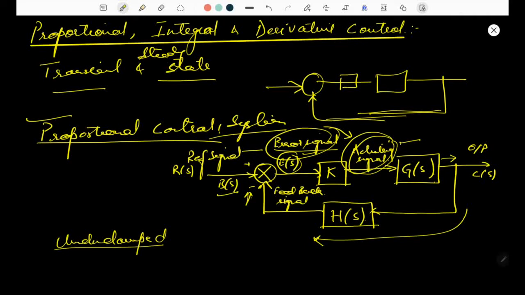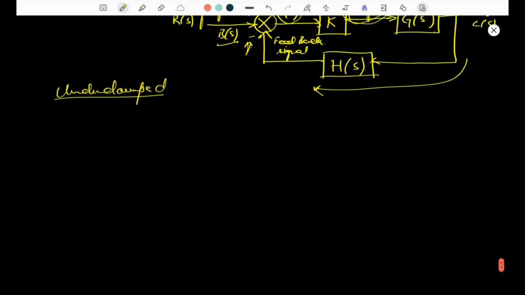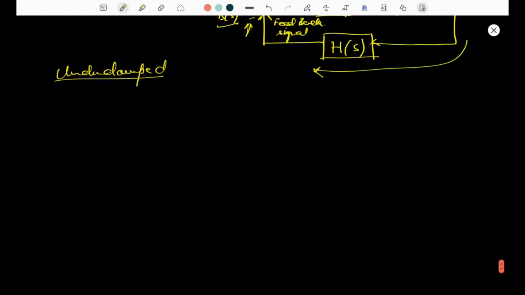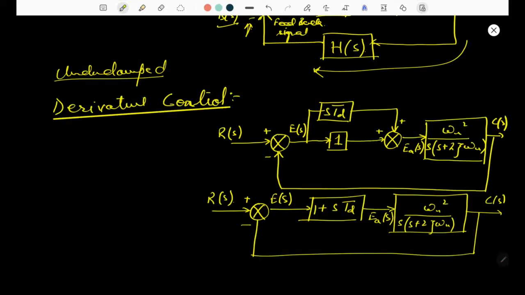So this is simply about the proportional control system. Now let's move forward to the derivative control. Let's discuss derivative control now. For a derivative control action, the actuating signal consists of the proportional error signal added with the derivative.